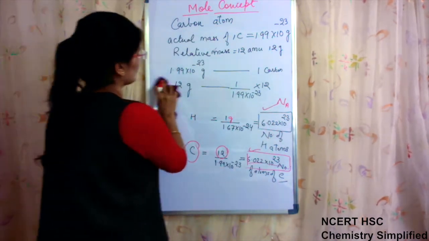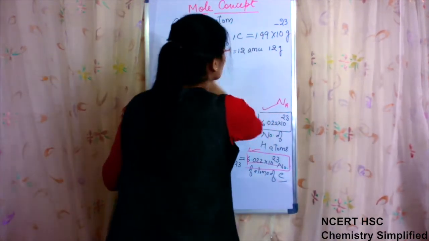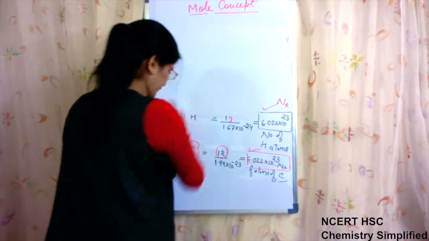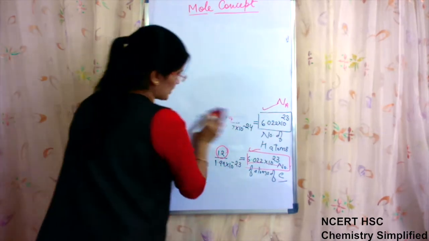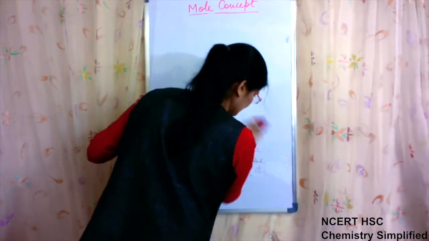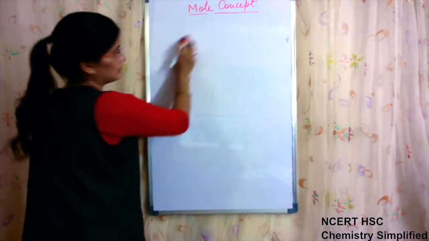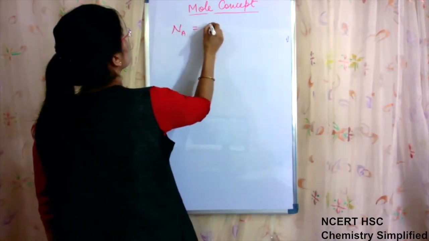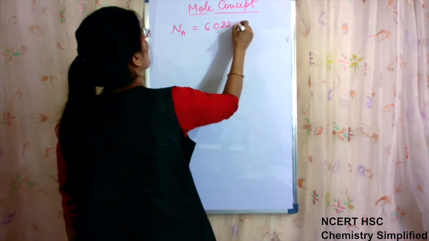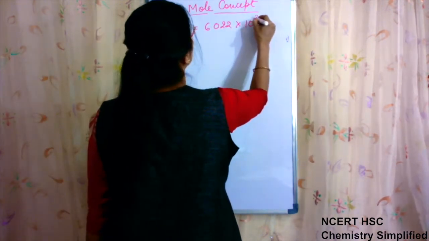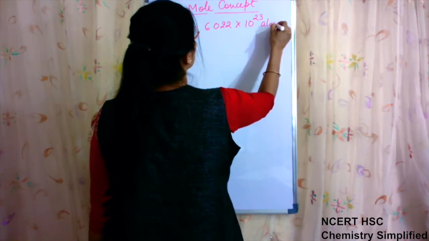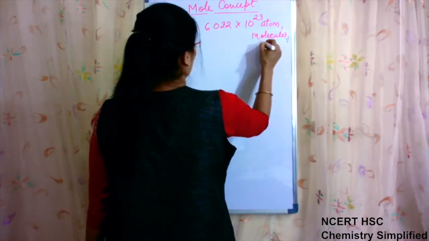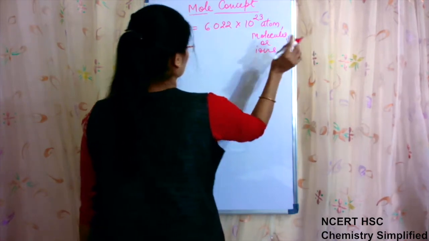Okay. Now we understood from where this value came, which we are using constantly. Now we come to another thing. Let me write on the top, value of Na is equal to 6.022 into 10 to the power 23 atoms, molecules or ions. I will explain what I am writing.